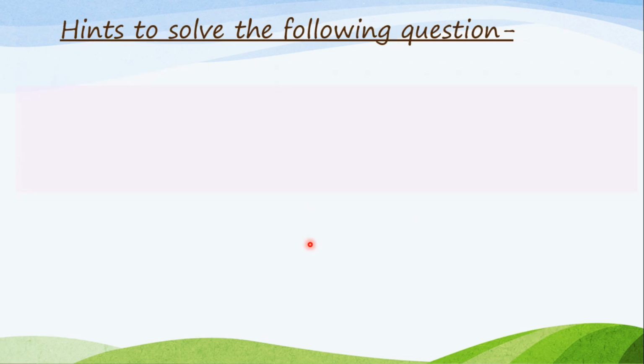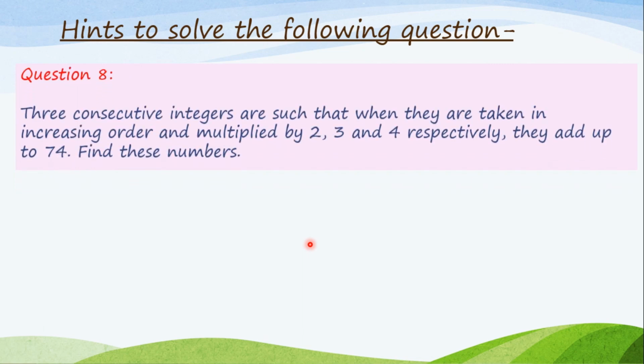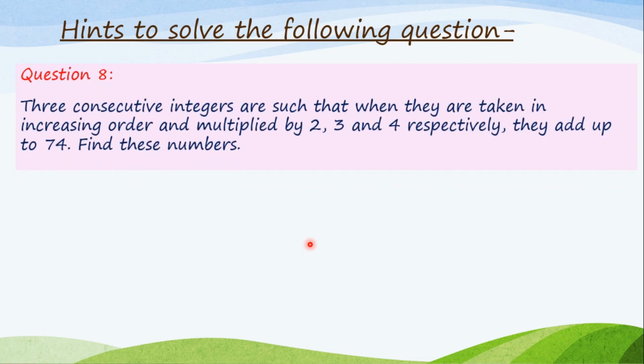Question number 8. 3 consecutive, again consecutive, integers are such that when they are taken in increasing order and multiplied by 2, 3 and 4 respectively, they add up to 74. Find these numbers. Take part by part. Consecutive integers means 2, 3, 4; 10, 11, 12; 23, 24, 25. Any 3 consecutive integers. Clear?